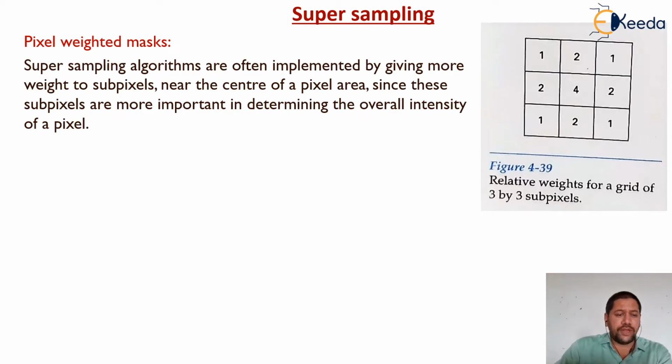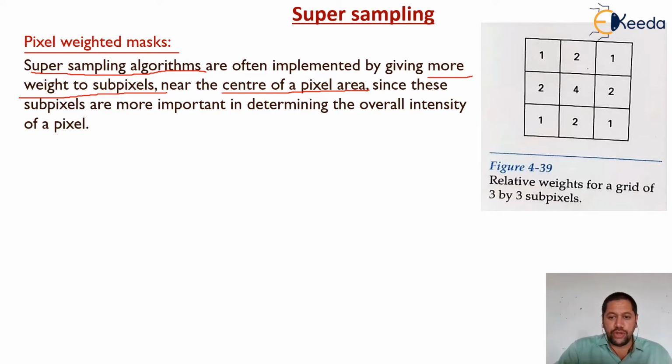See, one of the methods that we are using in super sampling is called the pixel weighted mask. Now, what is this pixel weighted mask method? Super sampling algorithms are often implemented by giving more weight to subpixels near the center of the pixel area.